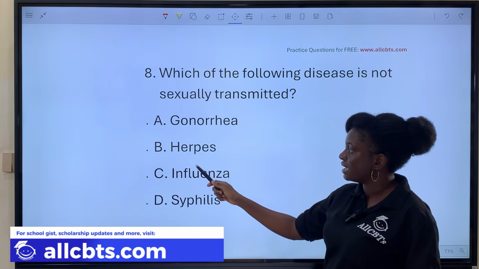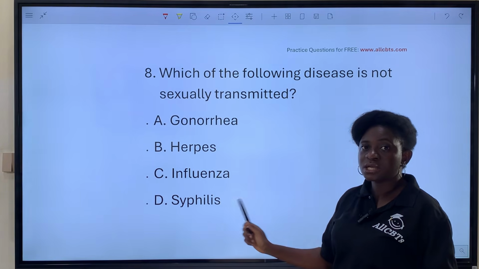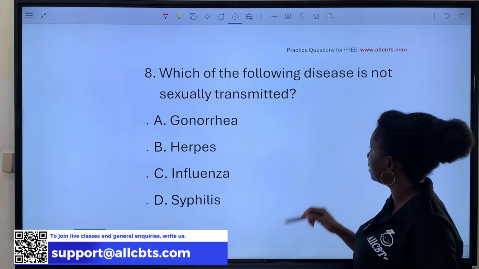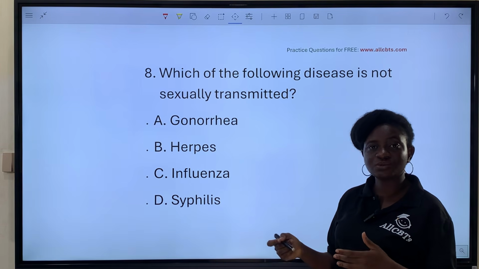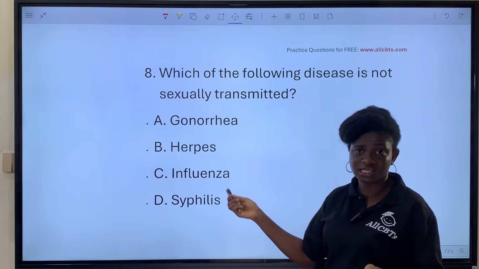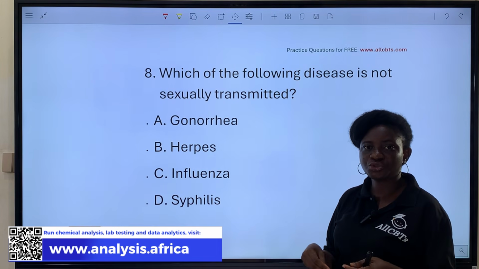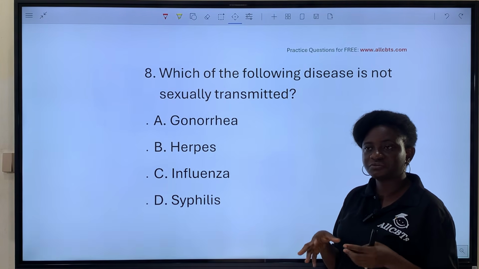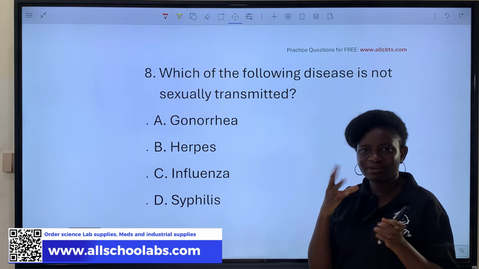Why? Because it's mainly transmitted through droplets when someone coughs and there is a splash, there are droplets, or through sneezing. So this is a viral disease, influenza, and it can only be transferred through coughing or sneezing, not through sexual intercourse. So that makes option C the correct answer.